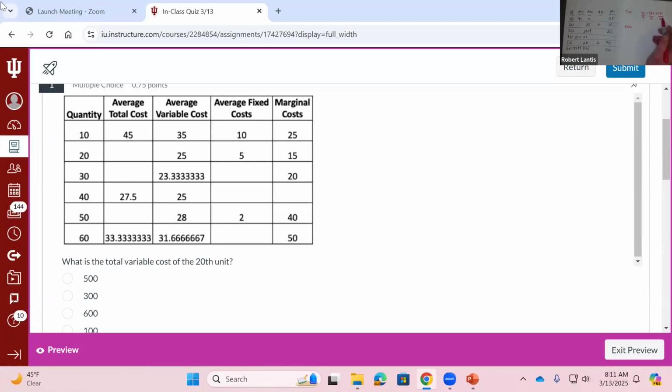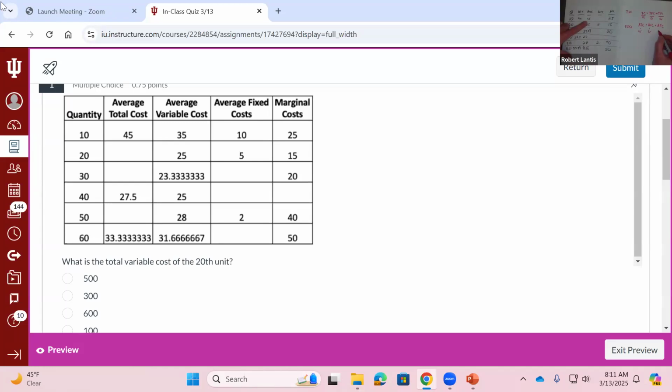So what do these all now represent? Well, if I take the total cost divided by quantity, that's just my average total. Total variable cost over quantity, that's my average variable. And here I've got my average fixed. So if I know the average total and the average variable, what must my average fixed cost be? This is 45. This is 35 at a quantity of 10. What does the average fixed cost have to be?